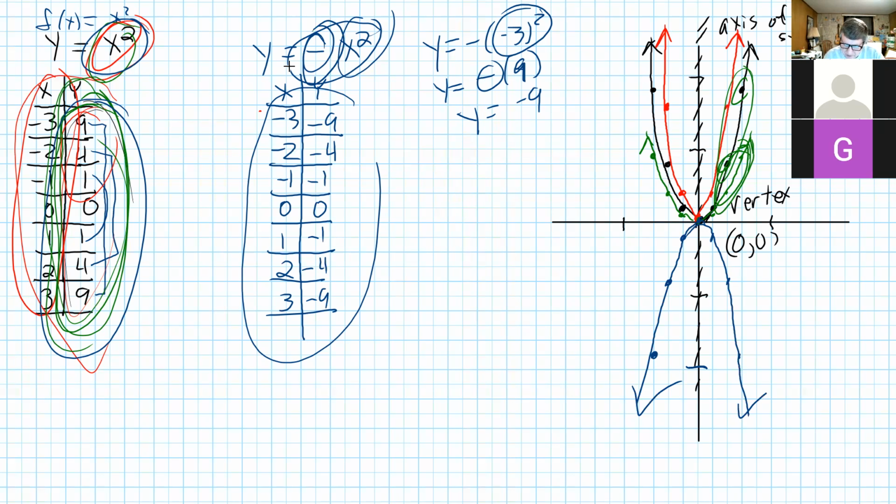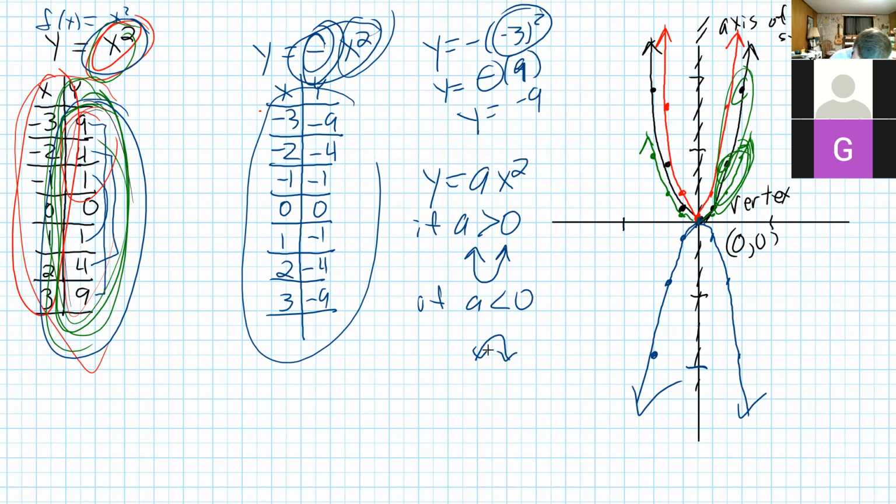So from this, we can generalize the following information. If we have an equation in the form y equals ax squared, if a is greater than 0, the parabola opens upward. If a is less than 0, the parabola opens downward. And the axis of symmetry is at x equals 0, this dashed line, and the vertex is at 0, 0, or the origin.